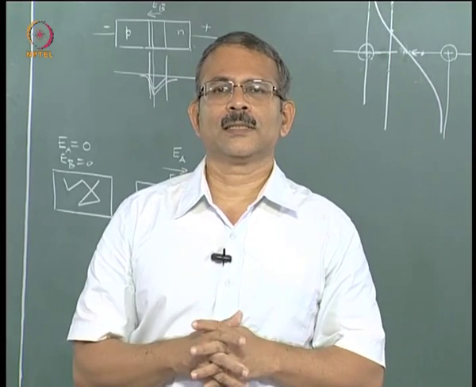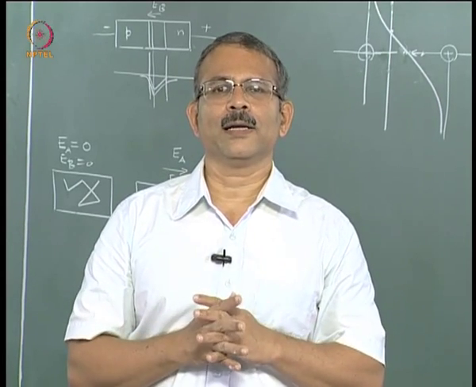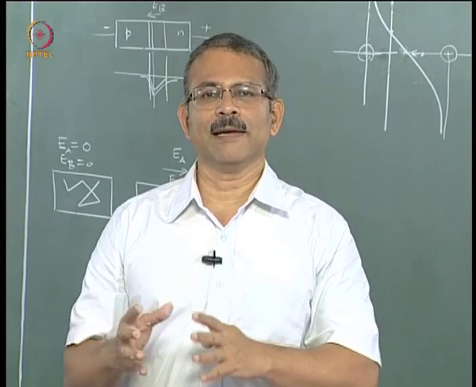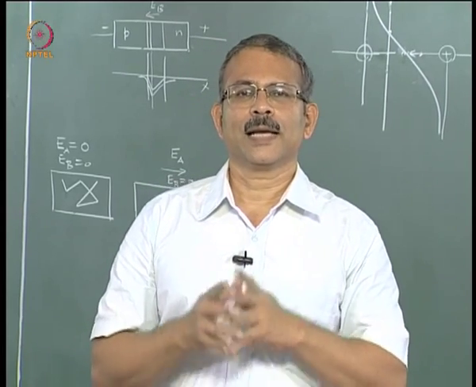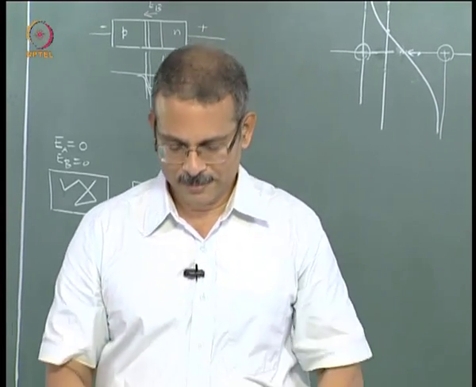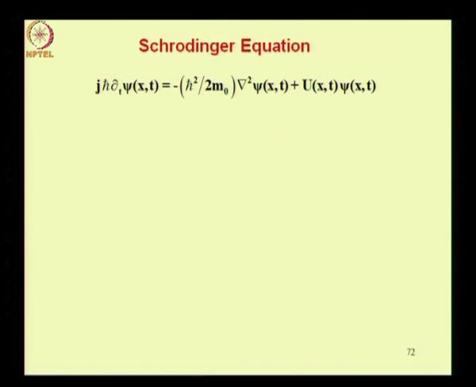Next, let us discuss the individual carrier viewpoint in which the carrier is treated as a wave and see how we can determine the carrier concentration and current density. So here we use the Schrodinger equation. The Schrodinger equation is written out here on the slide.